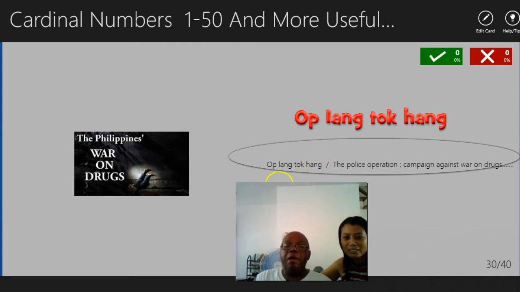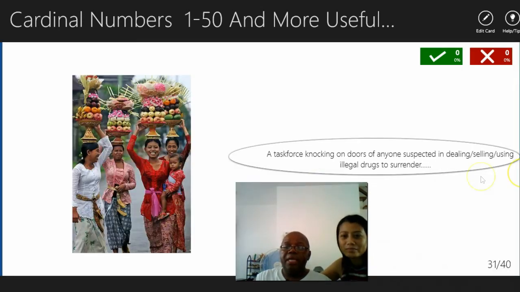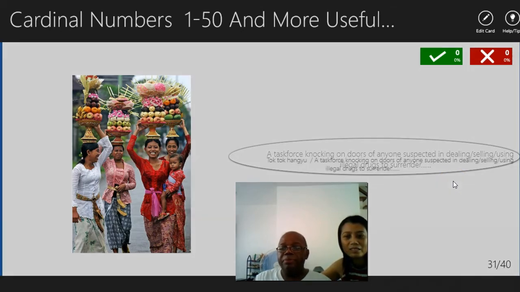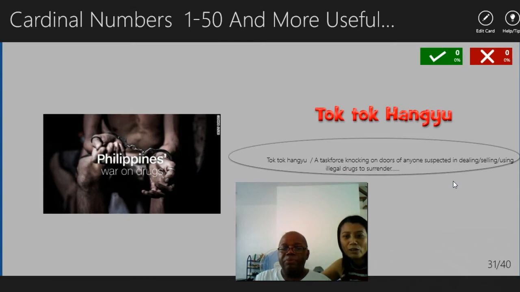So if you hear Oplan Tokhang, and you hear it a lot because the war against drugs is still going on out here, you'll hear that a lot. So just get ready for it. All right, next one. Task force knocking on doors of anyone suspected of dealing, selling or using illegal drugs, to surrender. Tok tok hangyo.